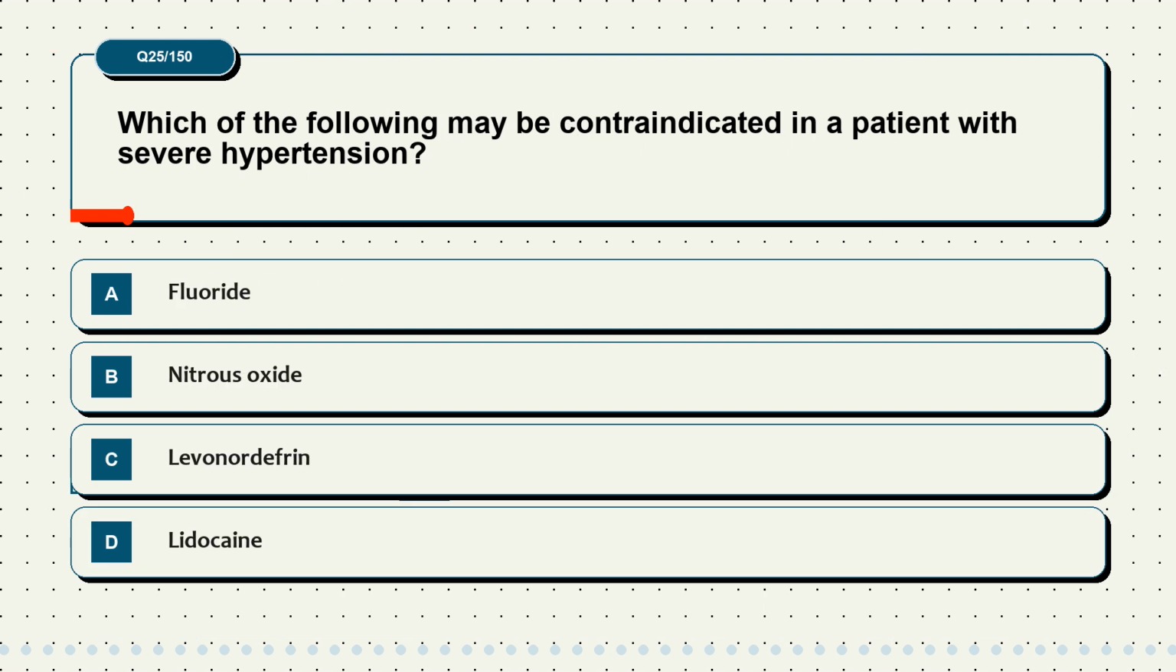Question 25. Which of the following may be contraindicated in a patient with severe hypertension? Here are the options. Option A. Fluoride. Option B. Nitrous oxide. Option C. Levonordefrin. Option D. Lidocaine.